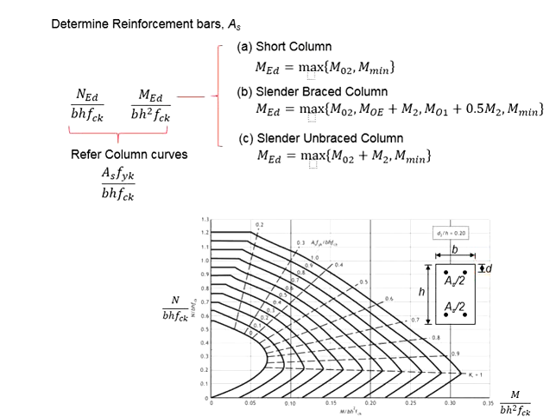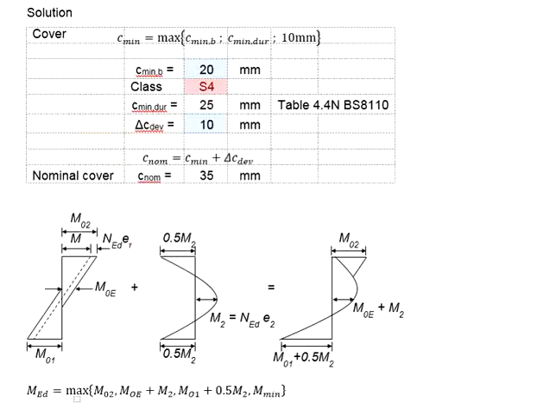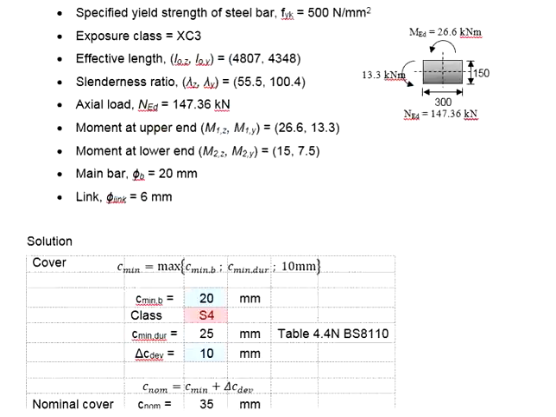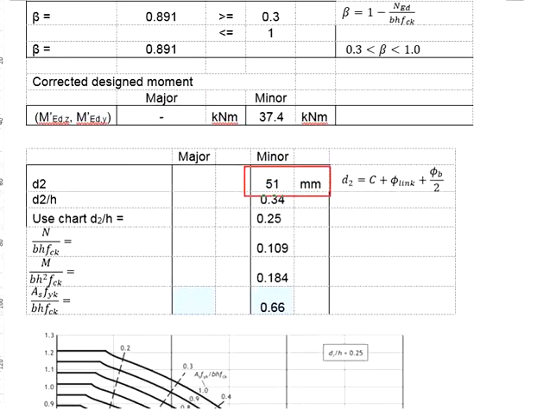This is D2, which is calculated from the concrete cover plus the shielding plus half of the bar size. The concrete cover is 35 mm, shielding 6 mm, and the bar size 20 mm. This gives you D2 equals 51 mm.